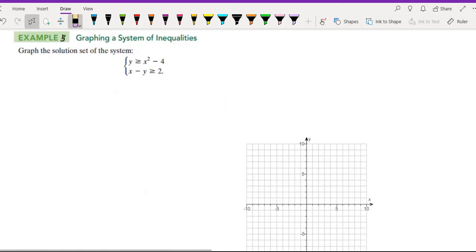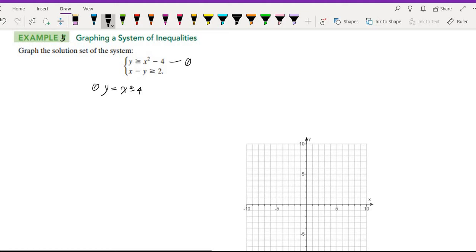Example 5. Graphing a system of inequalities, let's look. The first inequality is y greater or equal than x squared minus 4. The first one, so I'm just going to rewrite this as y equal to x squared minus 4. Then we look at this. Again, of course, you can do it step by step and plug in the points. You can always use that method.